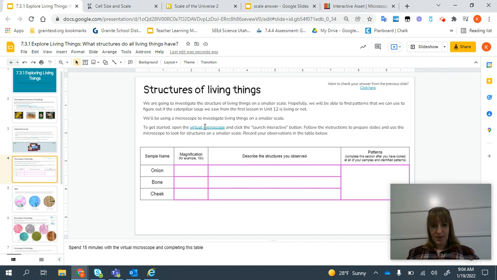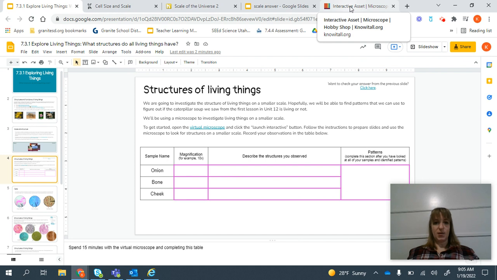So I'm going to do the first one, the onion sample, with you, and then you can do the bone and the cheek cell. This should only take you about 15 minutes to complete. So make sure that you're not spending too much time looking through the microscope. You just get the information you need to complete the slide and then you move on.